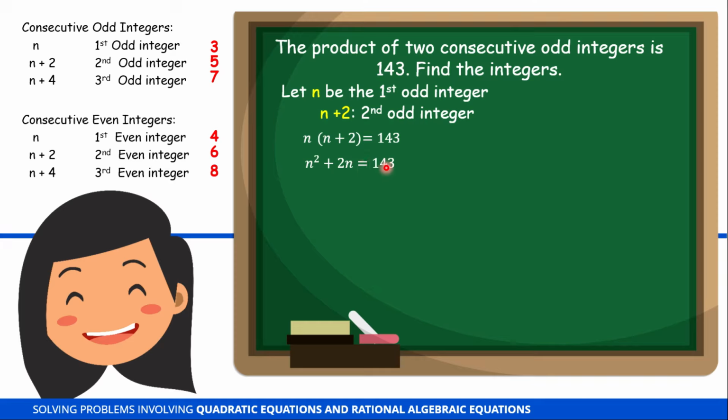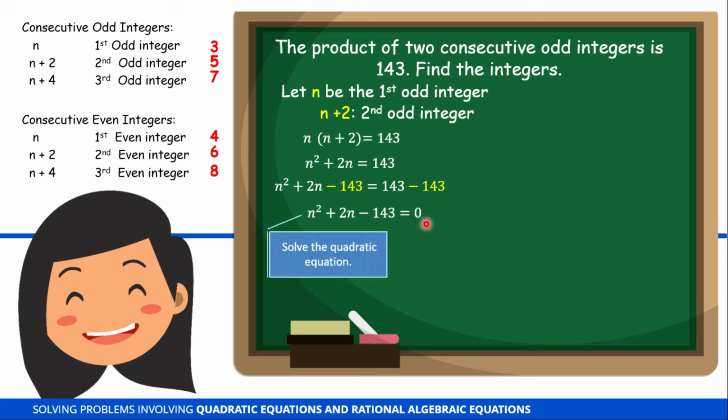Now, gawin nating 0 yung nasa kabilang side ng equation. Mag-add tayo both sides ng negative 143. So, this will become 0 kasi 143 minus 143, that is 0. Magkakaroon na tayo ng equation na n squared plus 2n minus 143 is equal to 0. This is now in standard form of our quadratic equation. Let's solve this using the quadratic formula.